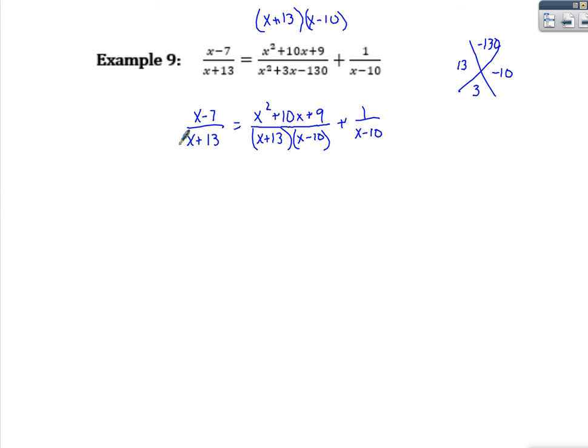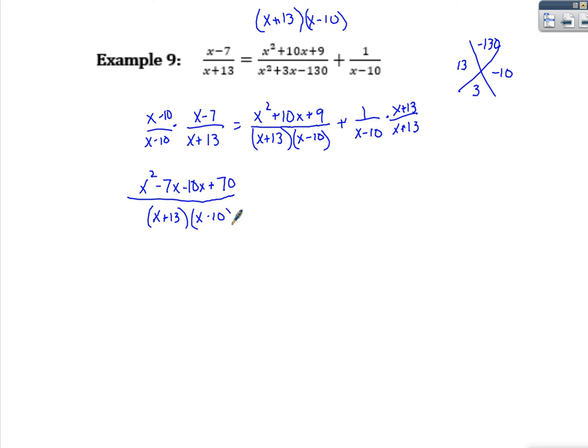So that means this fraction has to get multiplied by x minus 10 on the top and bottom, and this fraction has to get multiplied by x plus 13 on the top and bottom to give me all common denominators. So over here, on the top, you're going to have to FOIL. x times x is x squared. x times negative 7 is negative 7x. Negative 10 times x is negative 10x. And then negative 10 times negative 7 is positive 70. And that is all over x plus 13, x minus 10. Remember, we're leaving the denominators factored.